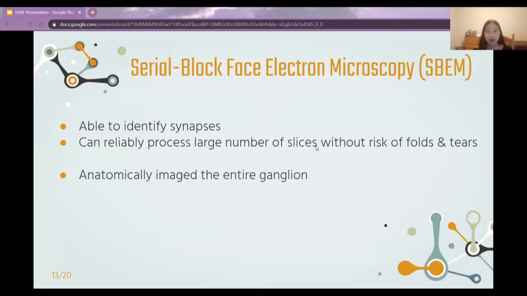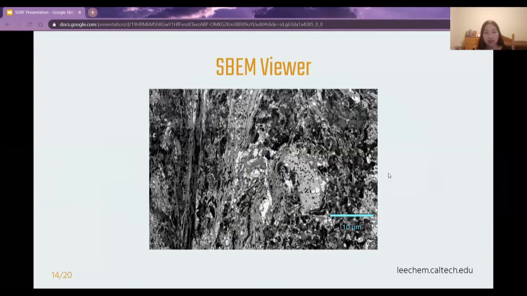Second, we use serial block phase electron microscopy to anatomically image the ganglion, which is just a group of neuron cell bodies that DE3R resides in. This technique was really important because it allowed us to also get the location of the synapses. Here we can see the raw biological data that SBEM was able to measure.